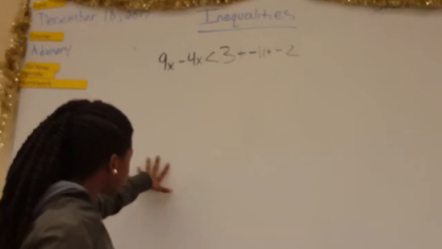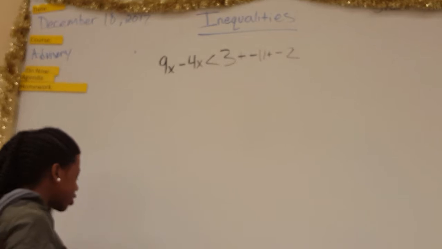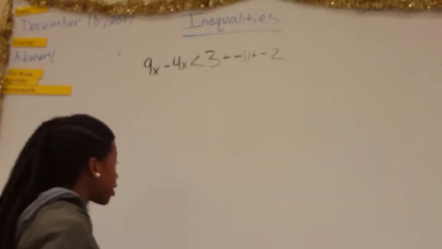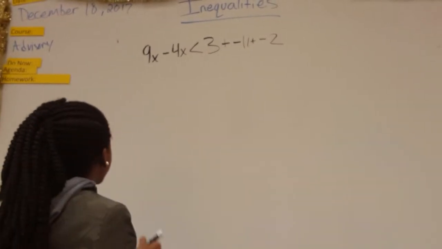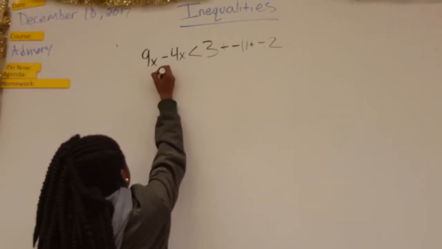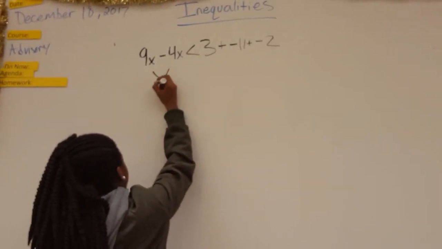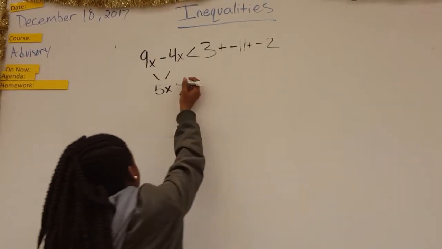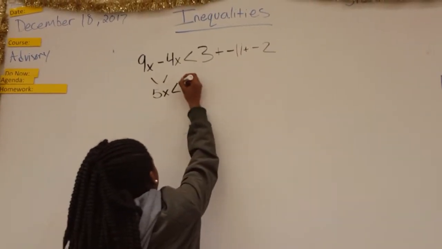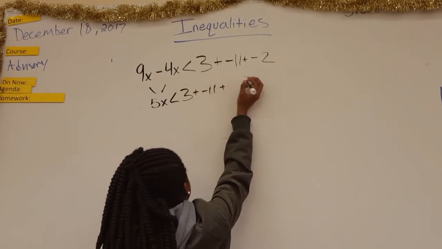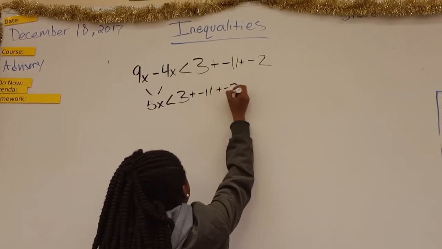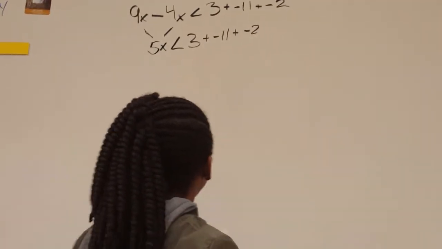This is a little bit complicated, somewhat. So the first thing we're going to do in this problem is combine like terms. 9x minus 4x are both like terms, and 9x minus 4x would equal 5x, and you would rewrite this problem as 5x is less than 3 plus negative 11 plus negative 2.